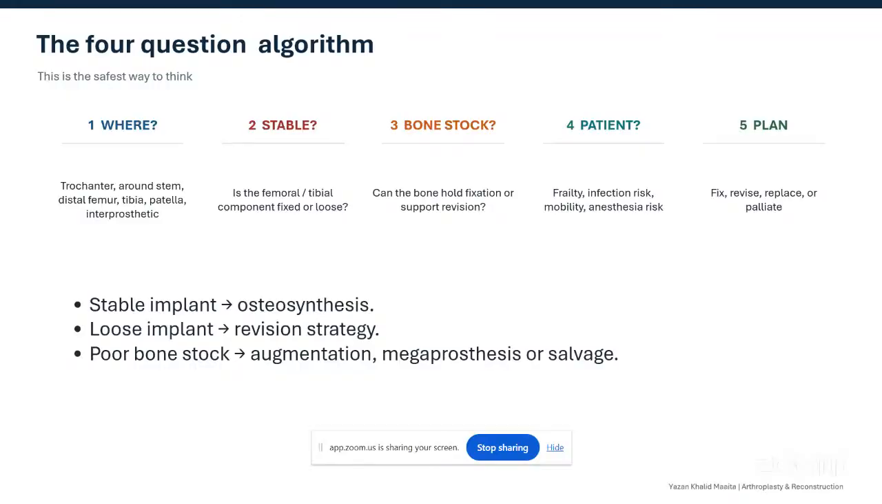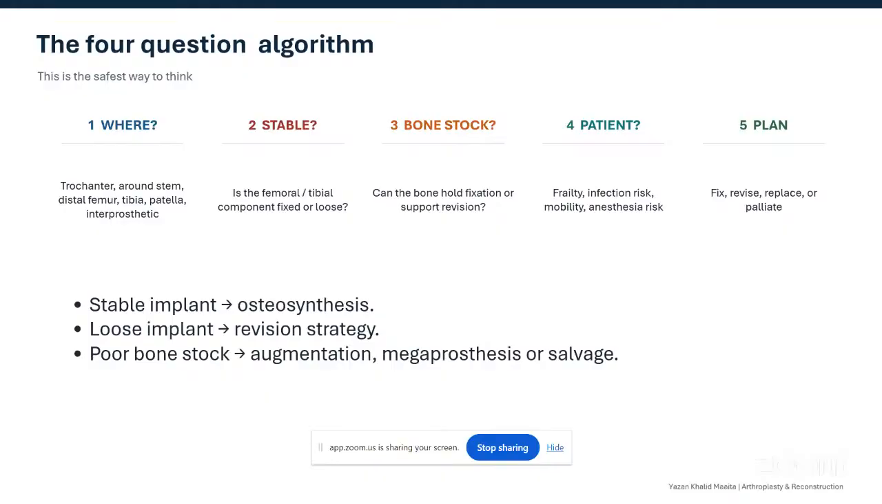So, when we have a periprosthetic fracture, I want you always to think around this four-question algorithm. Where did the fracture happen? When we are talking about the hip, around the trochanteric area, around the stem in the metaphyseal region, or distal to the stem in the distal femur. In the total knee, around the distal femur, tibia, or patella, or when it's happening intraoperatively.